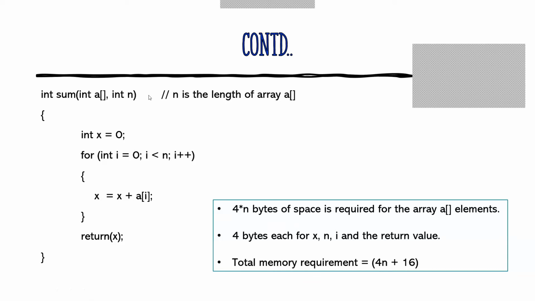What happens here? Is it 12 or 16? Where did you see the 12? Ma'am, 4n plus 16. Okay, see what happens in here. We have how many variables? For the time being, just think about n, i, x, right?